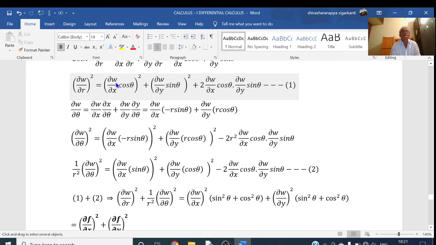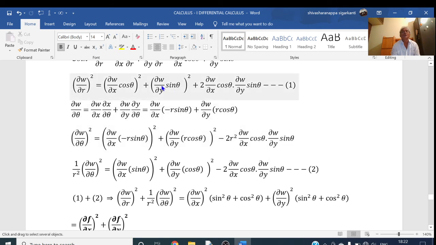∂w/∂x whole square cos square theta. Here we have ∂w/∂x sin θ whole square, that is ∂w/∂x square sin square theta. If I take ∂w/∂x square as a common factor, I will get sin square theta plus cos square theta, plus. Now consider ∂w/∂y square terms.